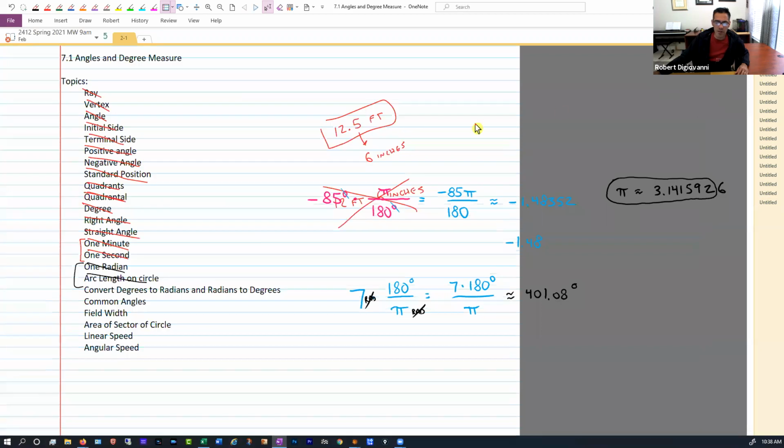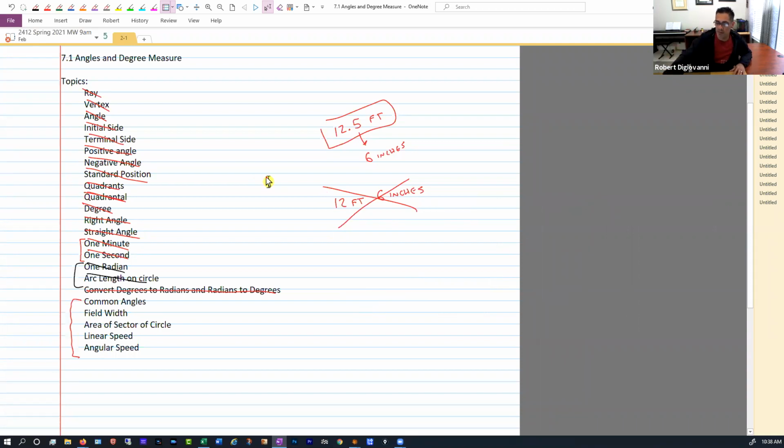So what we still need to do is talk about these applications. And these are really going to be important later. So I don't want to rush through it here at the end. I'd rather start fresh on Wednesday and make sure everyone understands, especially the linear and angular speed. And well, all these, field width, all of these are important. I took my time today because this is the basis for everything. So if you're having trouble with the idea of any of this, it's going to cause problems later. So hopefully today went okay and homework will go okay.